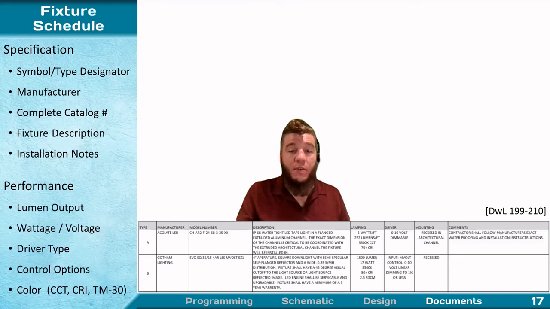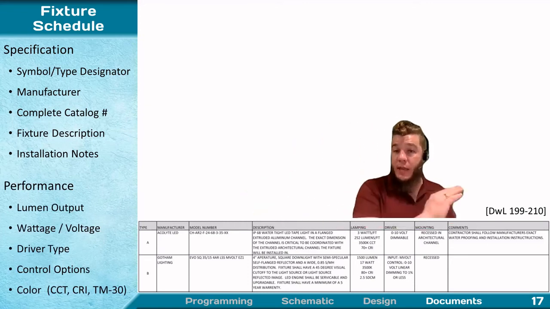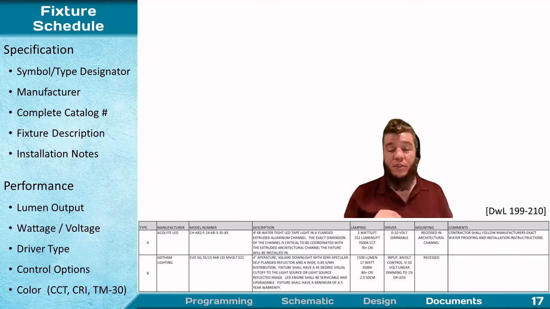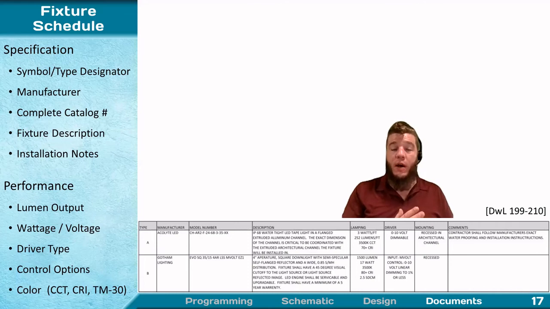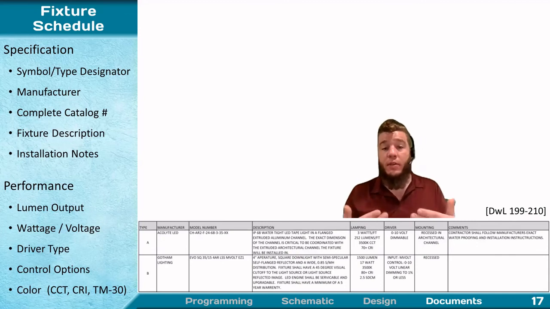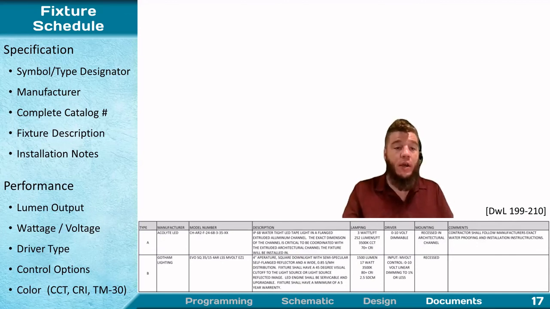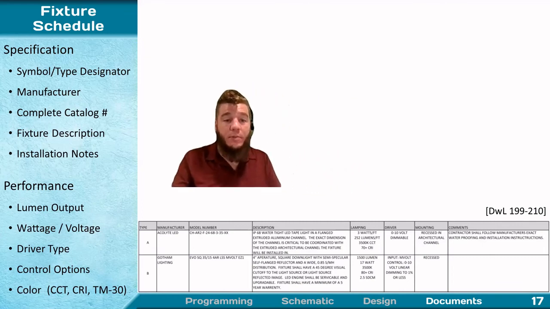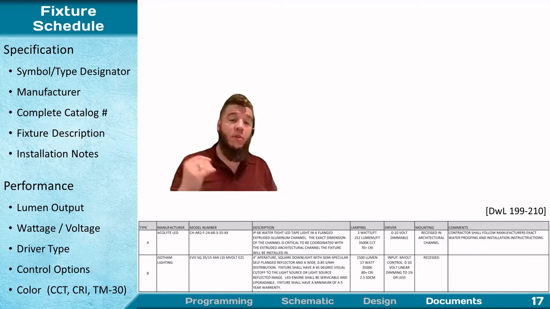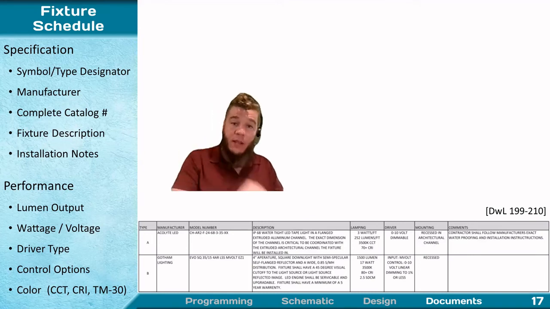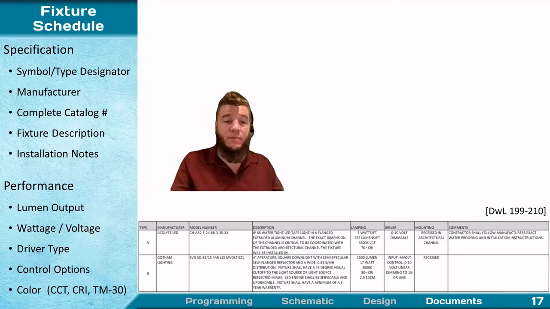Now, moving on to the other side of the table here. And again, your textbook contains some great information on fixture schedules and what they should include. Over on this side of the table, we're looking much more at performance of the luminaire and what type of light it's putting out. So you have things like the lumen output, the wattage or the voltage, the driver type, control options, and of course, my favorite aspect, the color. At a minimum, I would like you all to include CCT as a key design consideration for your projects, and that's going to go right here in the fixture schedule.